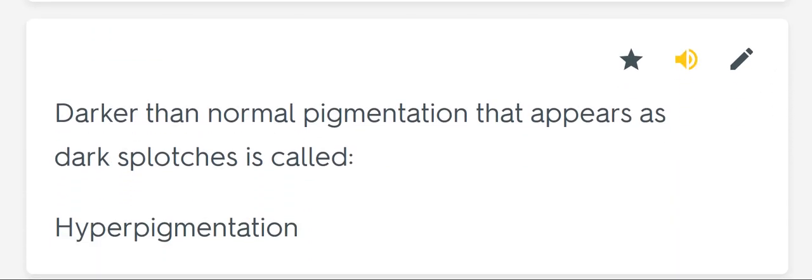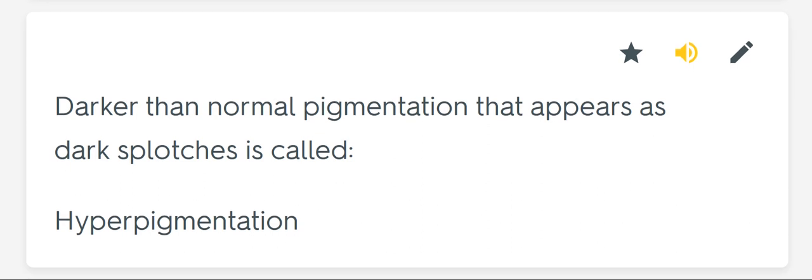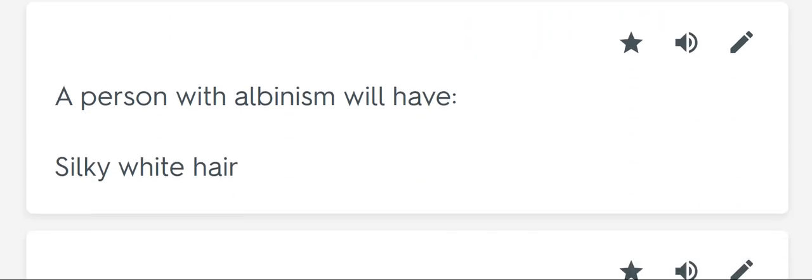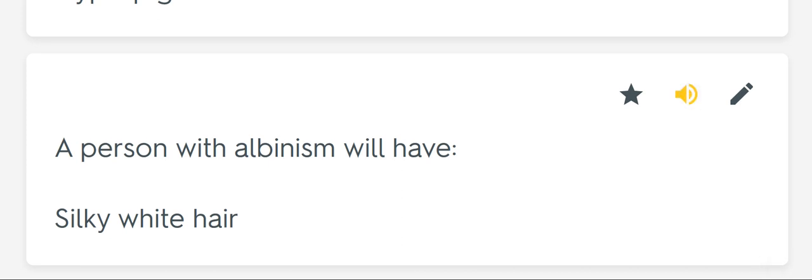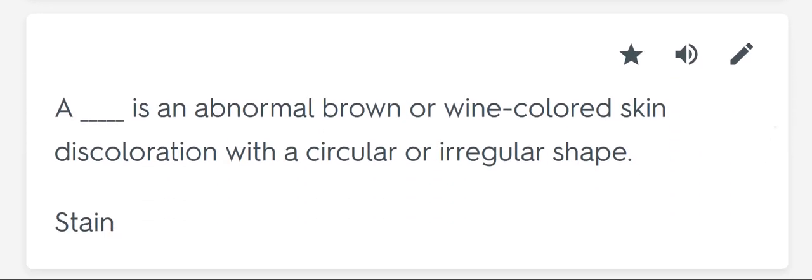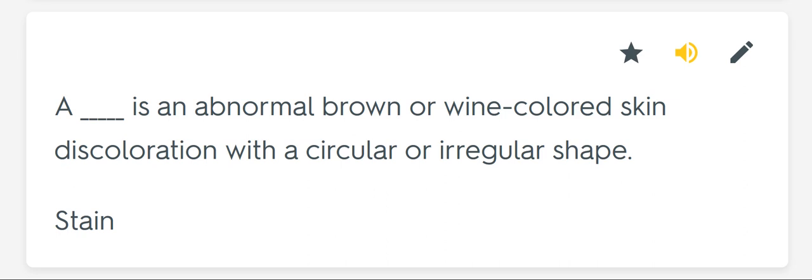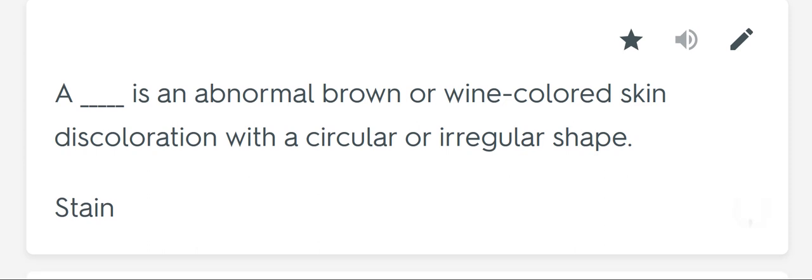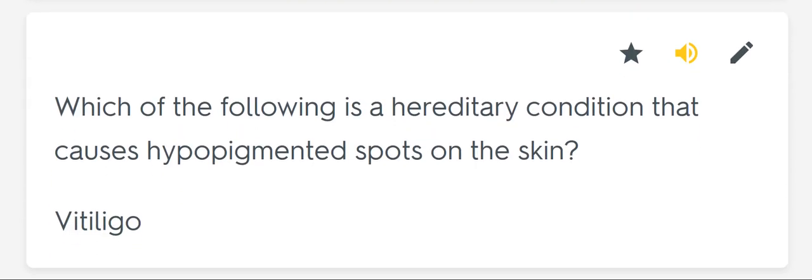Darker than normal pigmentation that appears as dark splotches is called hyperpigmentation. A person with albinism will have silky white hair. Another name for a nevus is a birthmark. A blank is an abnormal brown or wine-colored skin discoloration with a circular or irregular shape. Stain. Which of the following is a hereditary condition that causes hypopigmented spots on the skin? Vitiligo.